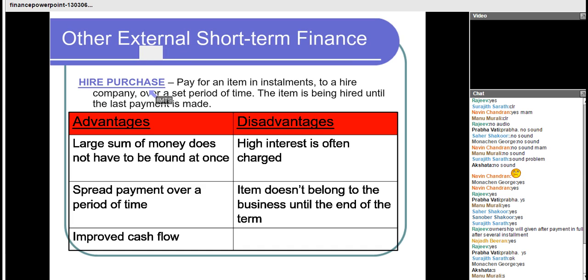Now, other external short-term finances. First is hire purchase. This we have discussed. What is hire purchase? You pay for an item in installments to a hire company over a period of time. When you go for such a purchase, the time period is also predetermined, like you will have to make the repayment in the time span of 3 years. And the monthly installment is also pre-decided, isn't it?